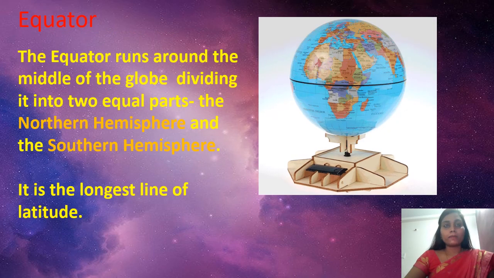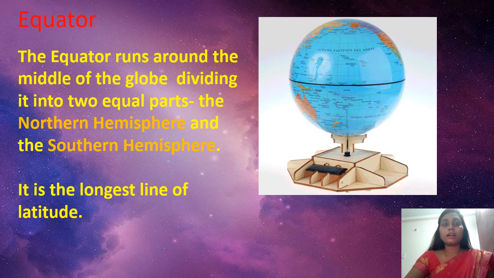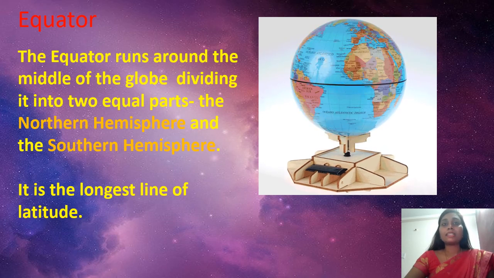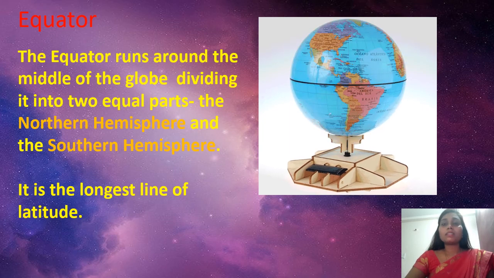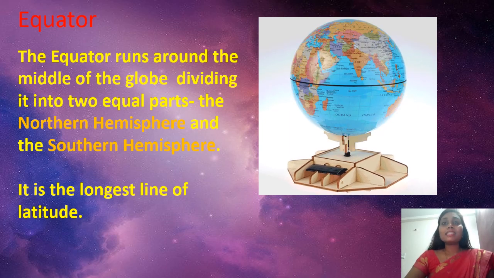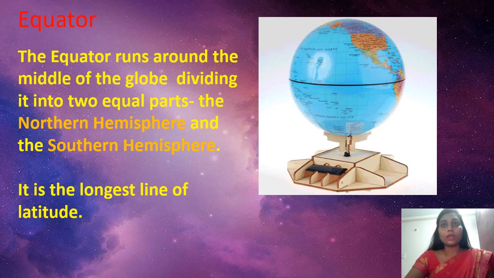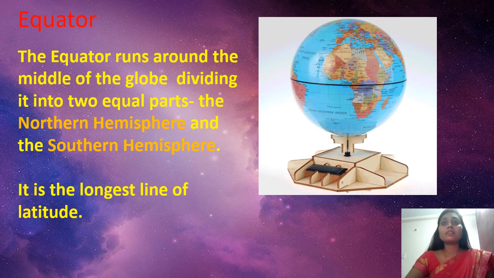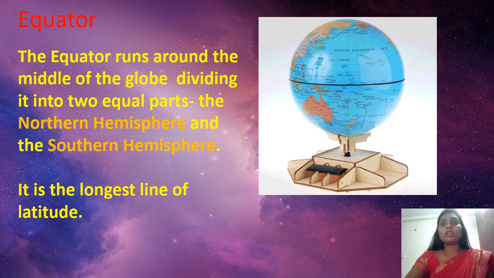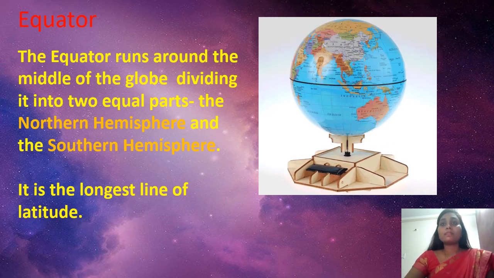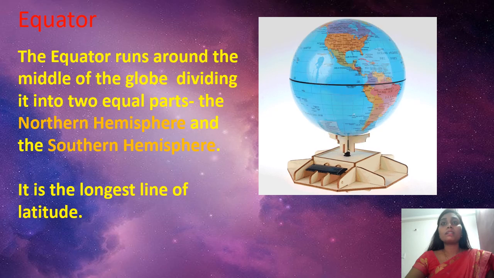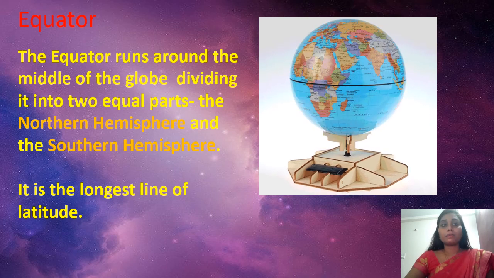What is an equator? The equator runs around the middle of the globe. As you can see in the image, there's a black color line that is passing in the center of the globe. This line is called as equator, and this line divides the globe into two equal halves. The top half is called as northern hemisphere, whereas the below part is called as southern hemisphere.